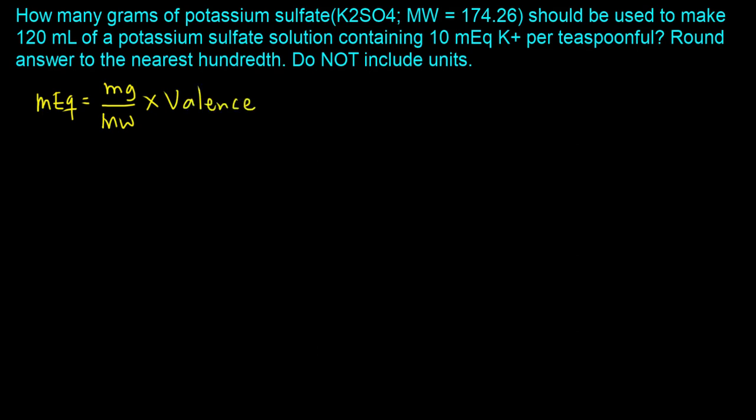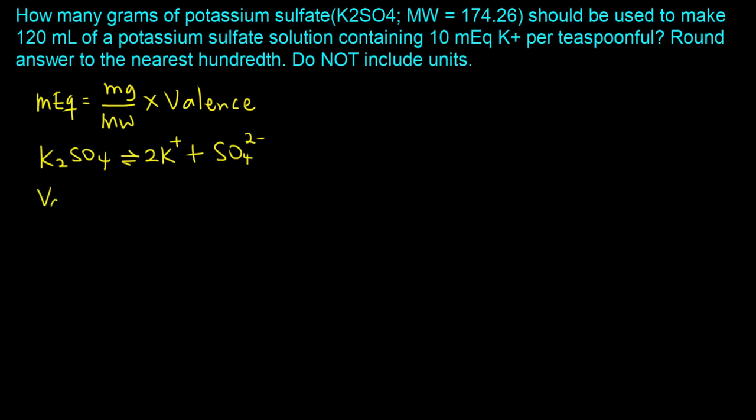From the question, we know what the molecular weight is. It's actually 174.26. And so what we need to do next is find the valence. And so we have potassium sulfate, which is K2SO4. So when you put potassium sulfate in an aqueous environment, it's going to dissociate to give 2 potassium cations and a sulfate anion.